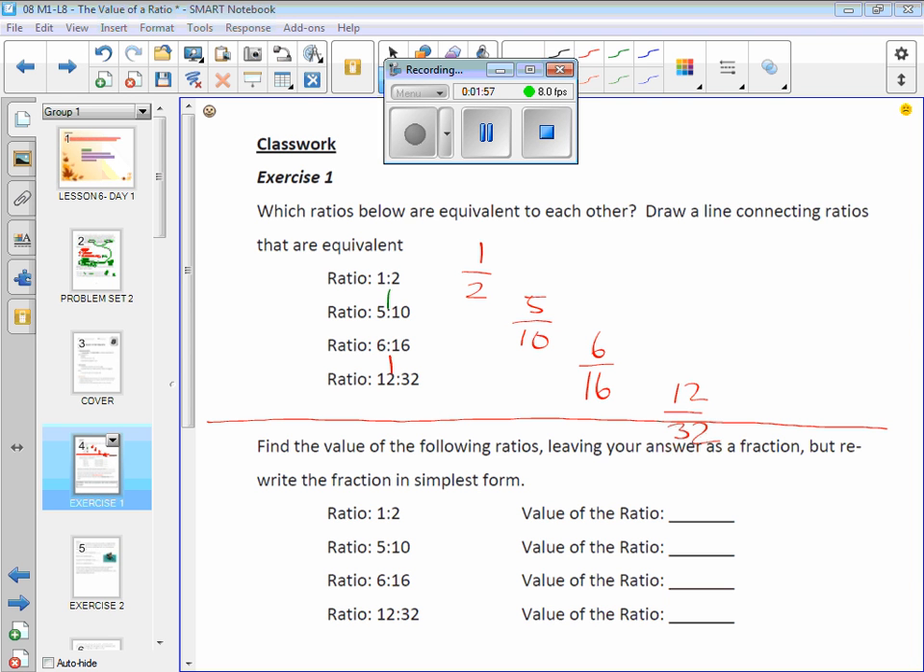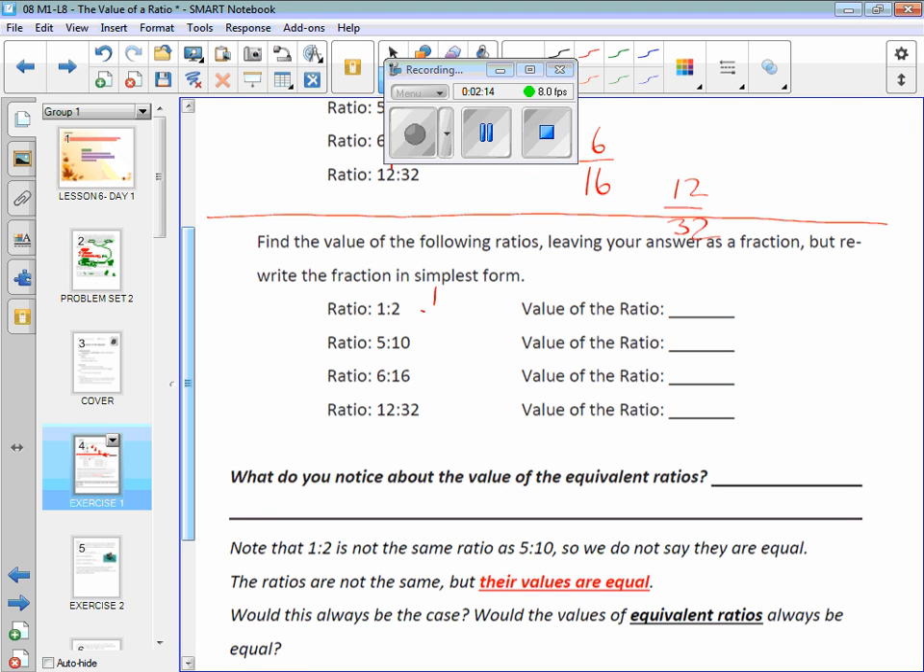Okay, it's just another way that you're going to start seeing ratios. As long as we're in the ratios unit, don't say them as fractions. It's not 12 32nds or 6/16, it's 6 to 16, 12 to 32. Okay, ready? 1 to 2. If this were a fraction, can you reduce it any further? No. We say the value of the ratio is 1 to 2. Original ratio is 1 to 2, and its value is 1 to 2.